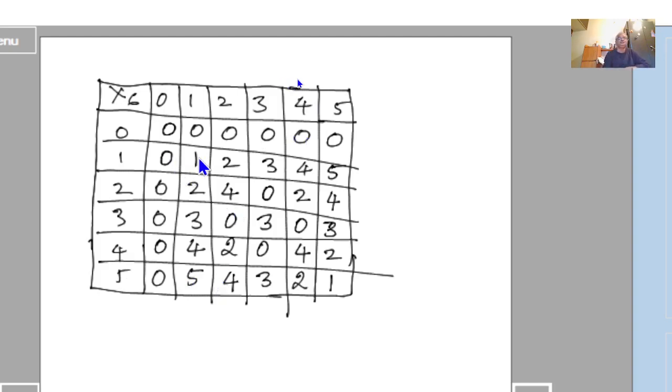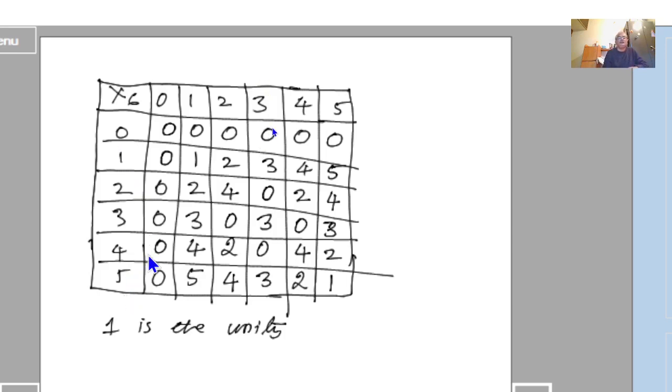Now here, it is having unity. See, this is the header row 0, 1, 2, 3, 4, 5. And the same row is here 0, 1, 2, 3, 4, 5. So that means here 1 is acting as the unity. So this is the ring with unity.